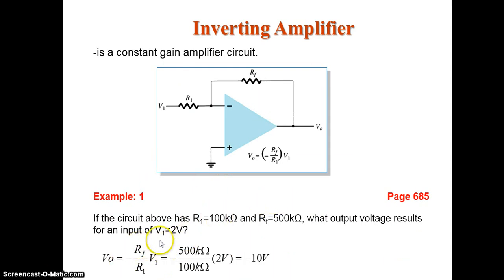And here there is a small example problem. Here R1 is given, RF is given. What is the output voltage for an input of 2 volt? So you know the equation. It's an inverting amplifier, RF is there, R1 is there, V1 is there. Just substitute the values and get the output voltage as minus 10 volt. This is the same experiment you have done in the lab as a part of the second experiment. This is the same circuit you have done.